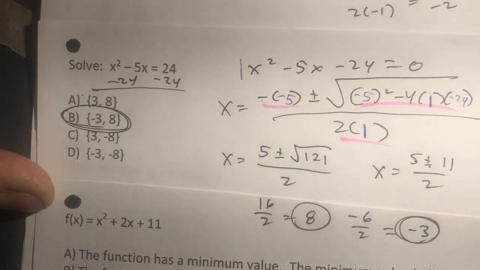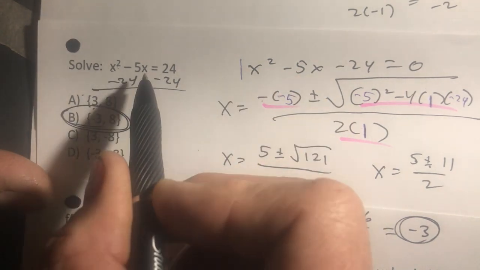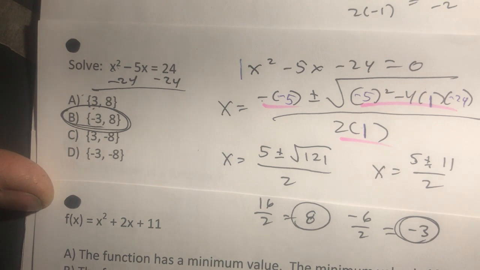Okay. Now one thing you could have done is you could have just gone through here and plugged 3 in, plugged 8 in, and seen which ones work. You could have done that.